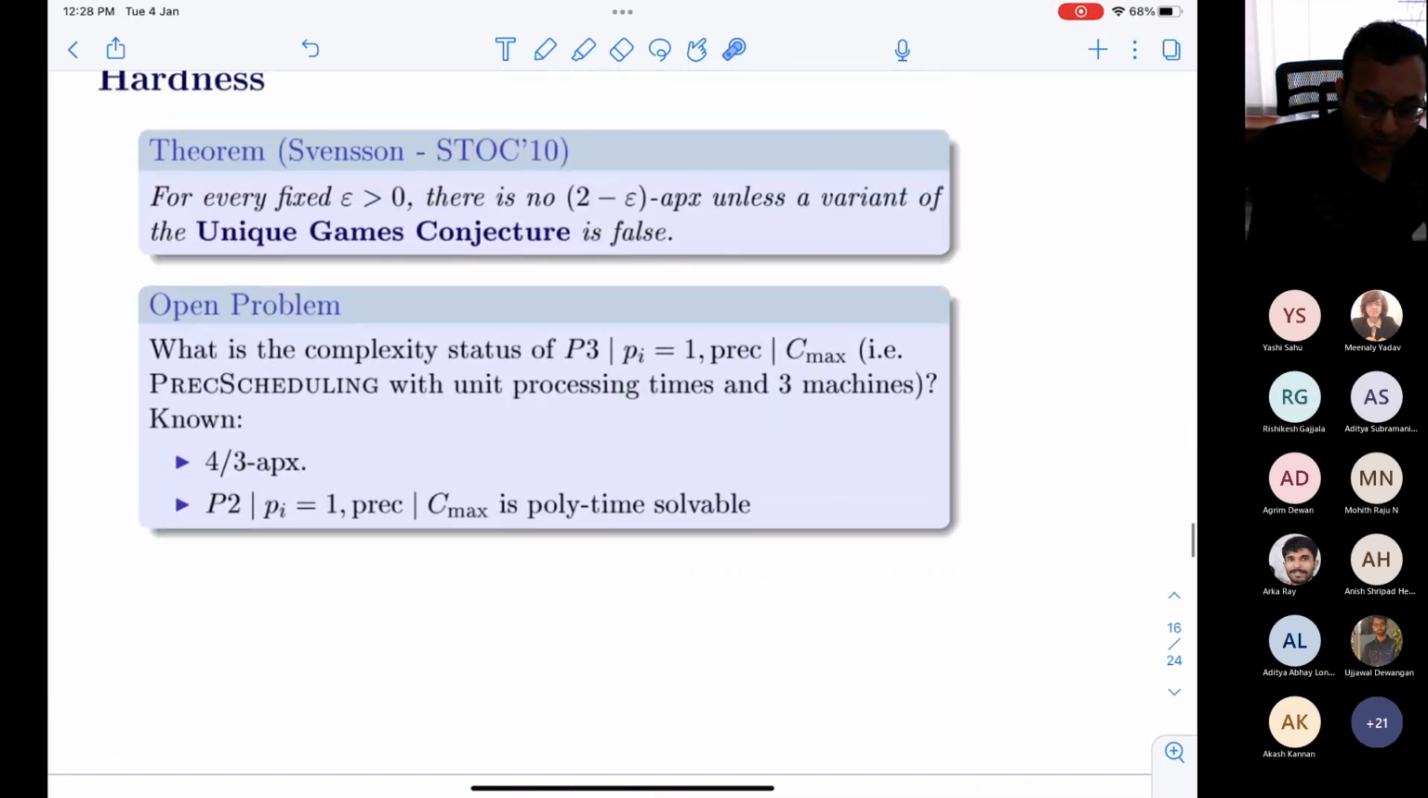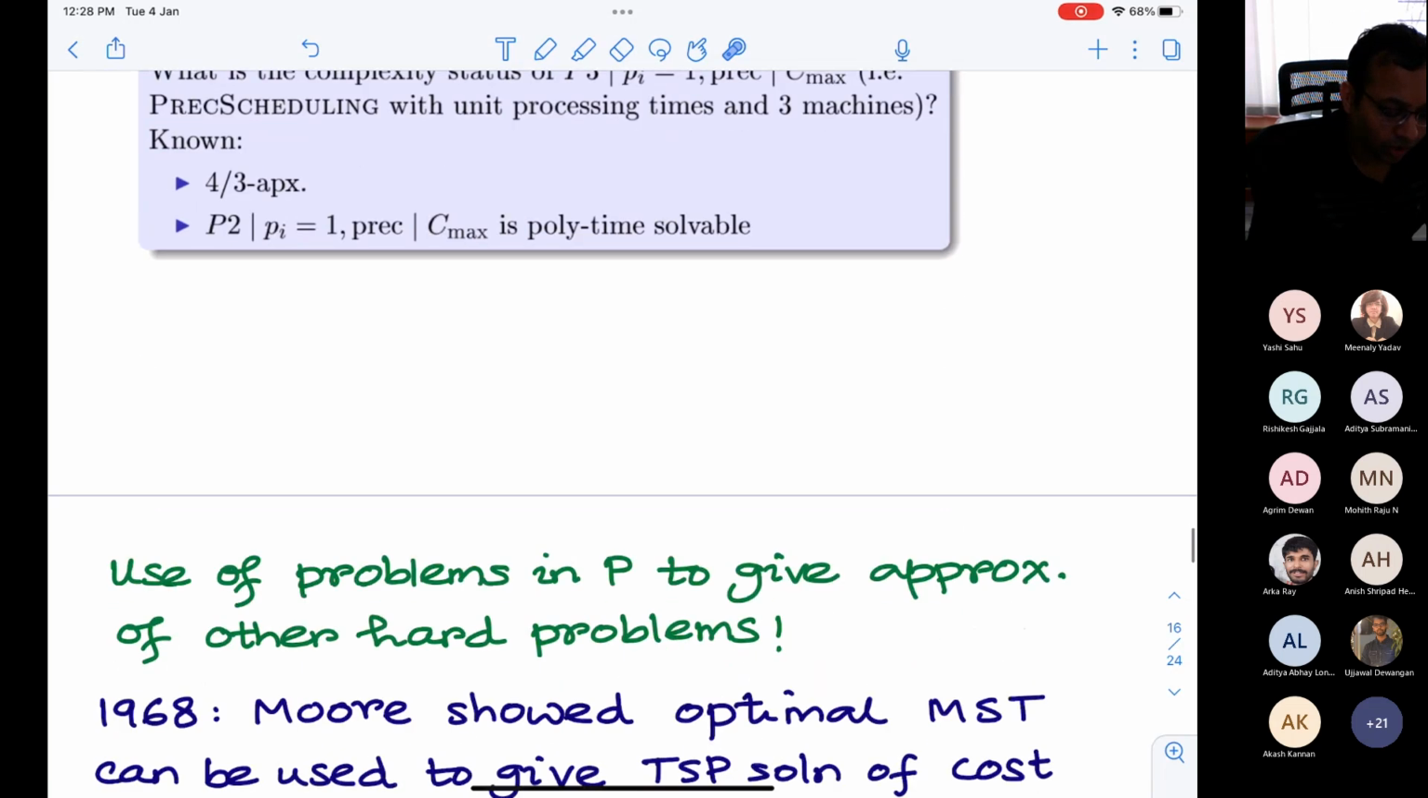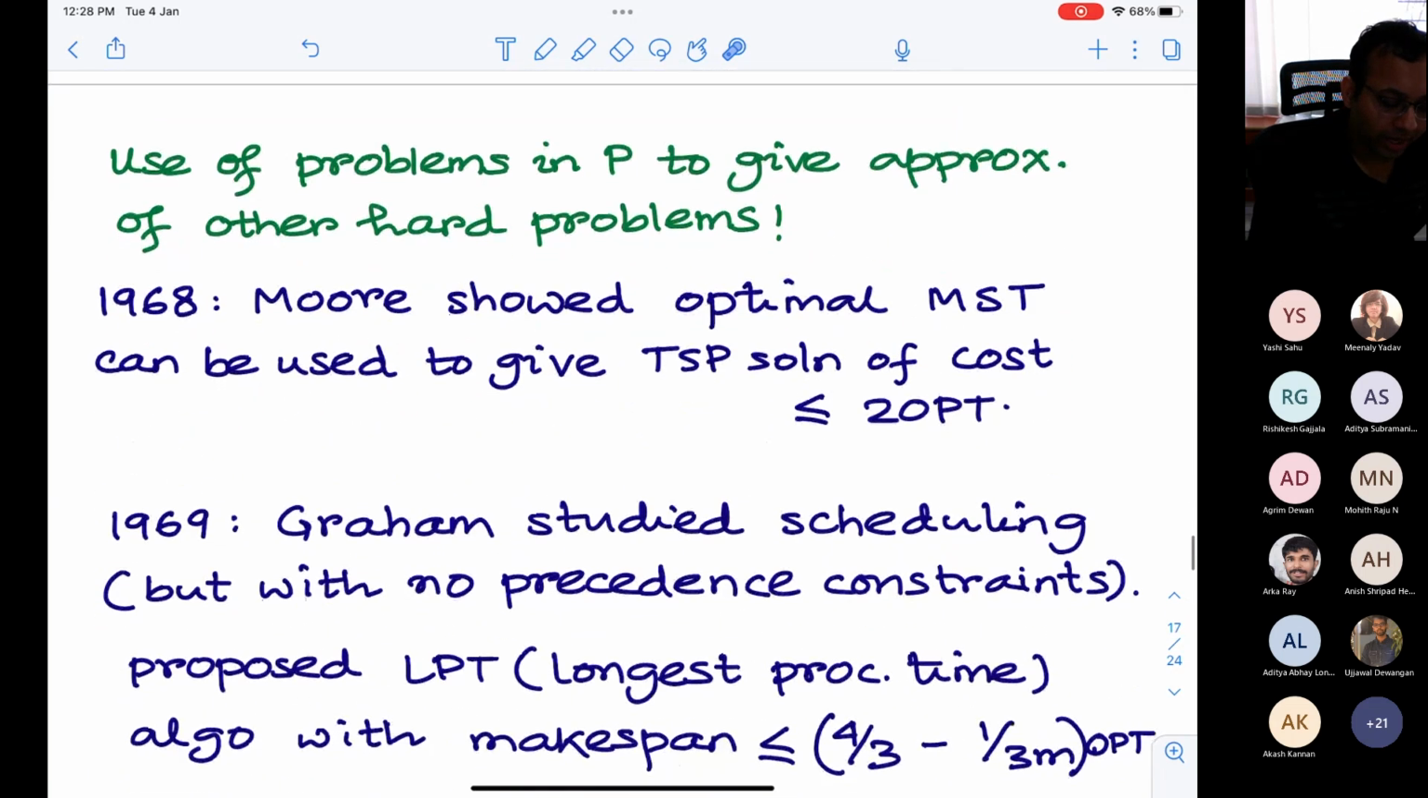Okay, so this is the first problem that people studied, and the area of approximation algorithms was started, and then it saw rapid progress. Next, people found that, as I mentioned, finding optimal solutions is already difficult. It's an NP-hard problem. So what can we do? Can we use some other problem, which is polynomial time solvable, and use its solution to get approximations of other problems?